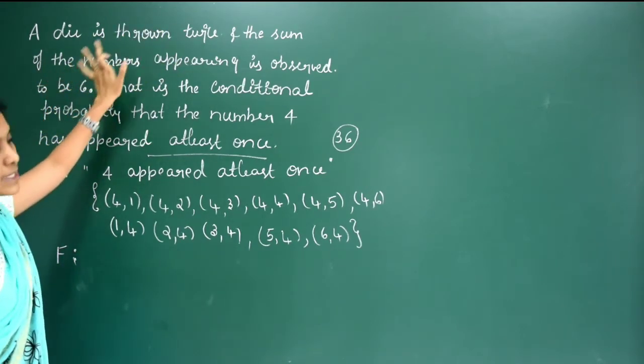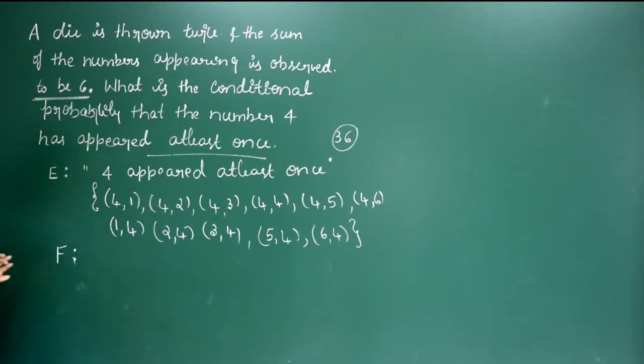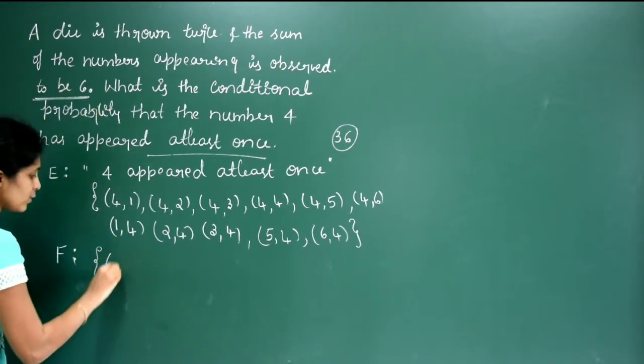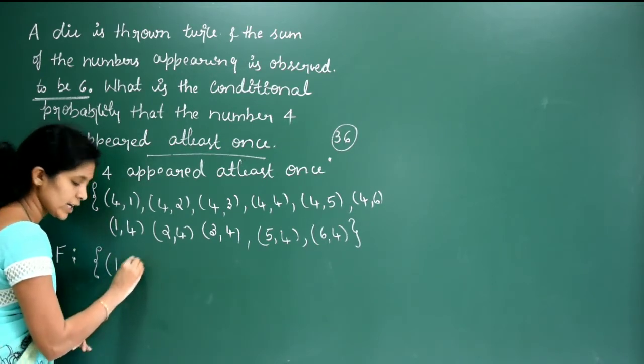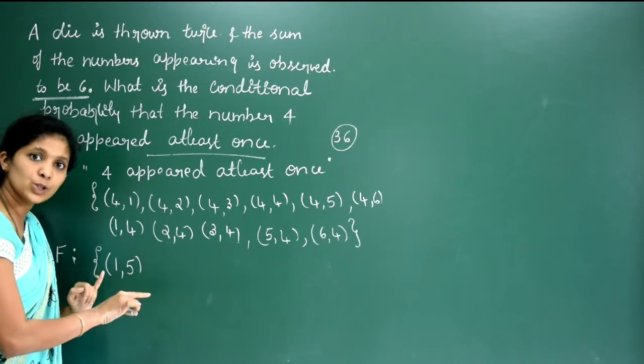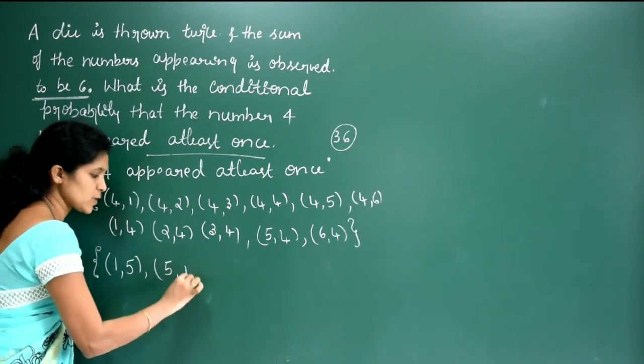The sum of the numbers appearing is observed to be 6. The sum of the numbers should be 6. What are the possibilities? If I consider 1, the other number should be 5, right? 1 and 5, the sum will be equal to 6. So obviously 5 and 1 is possible, right?